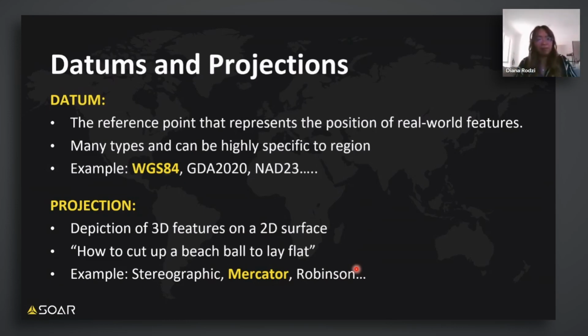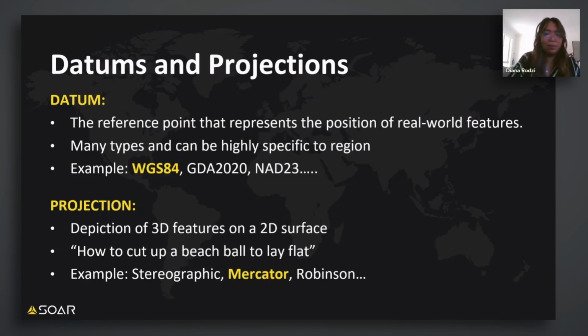Or a good example is you've got a round beach ball and you're trying to stretch it out as much as possible so it lays flat on the ground and you can see all sides of that beach ball. And an example of some projections would be like a stereographic, Mercator, and Robinson. And the one that we use on SOAR will be Mercator, and I'll touch on later why that is used.